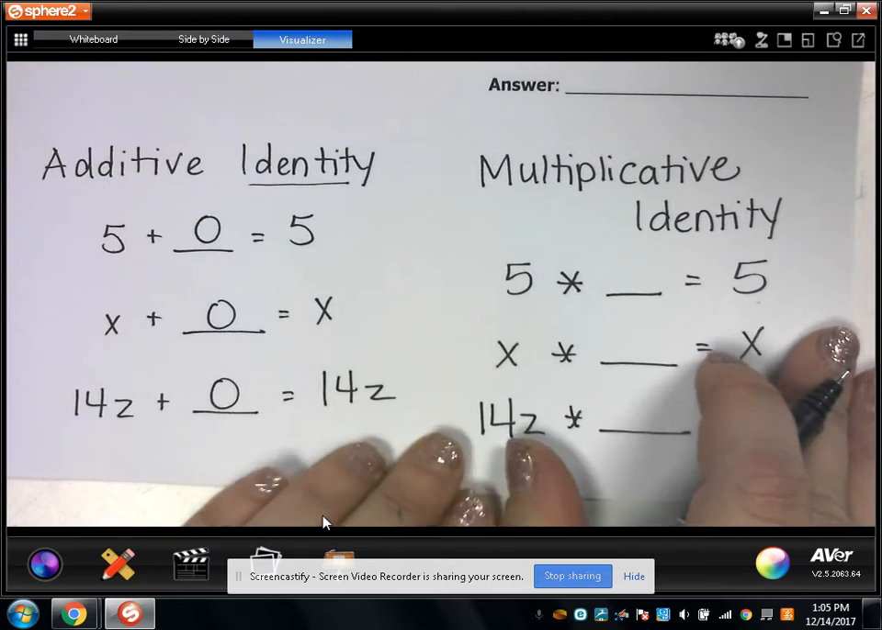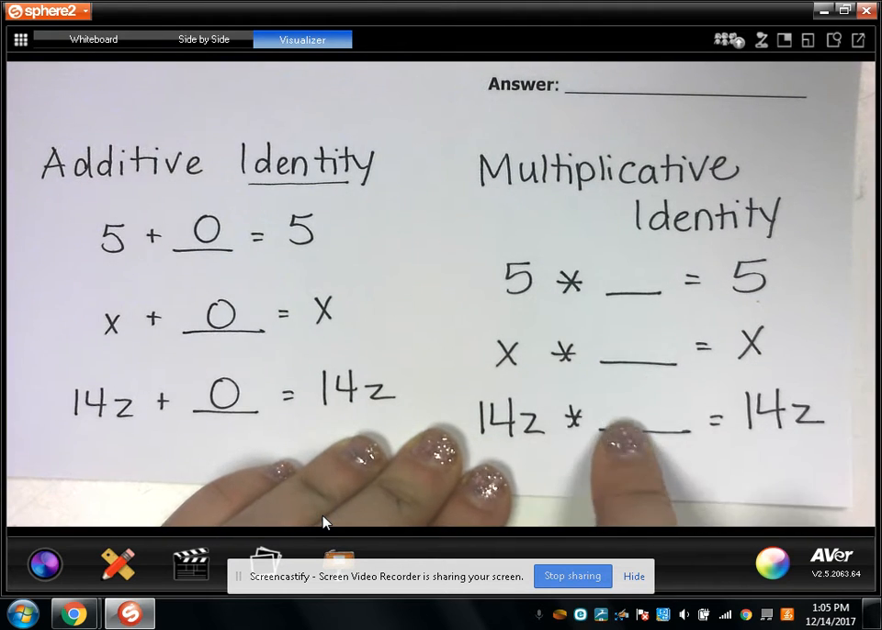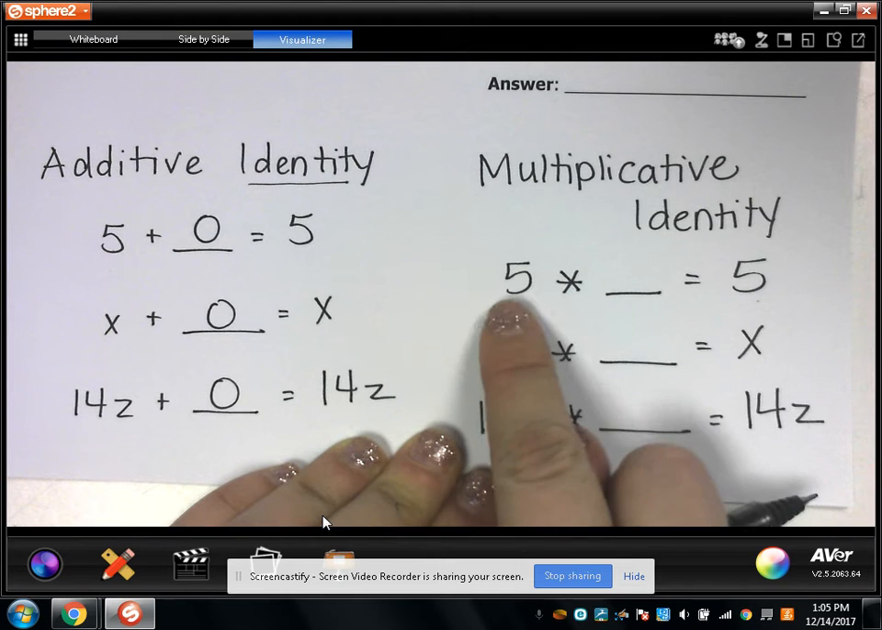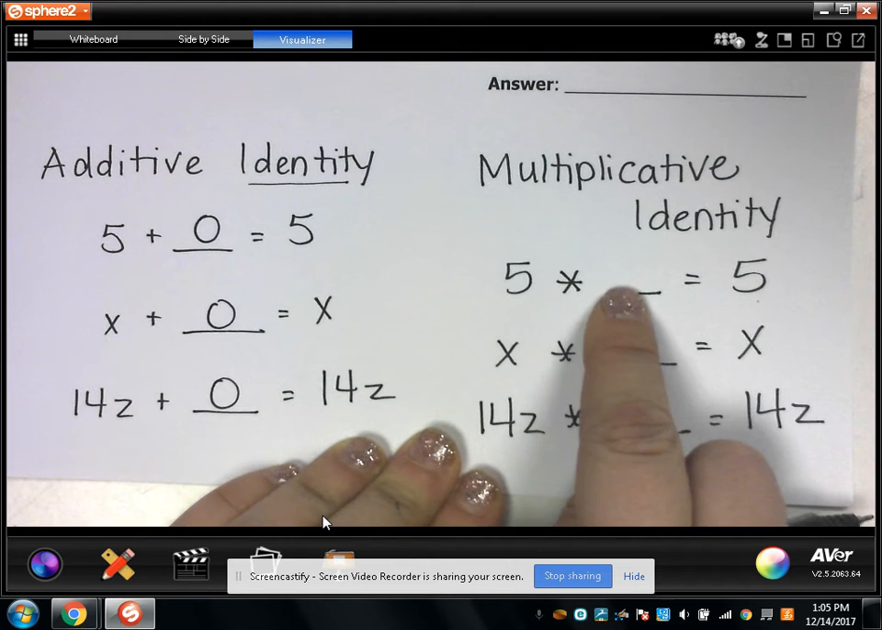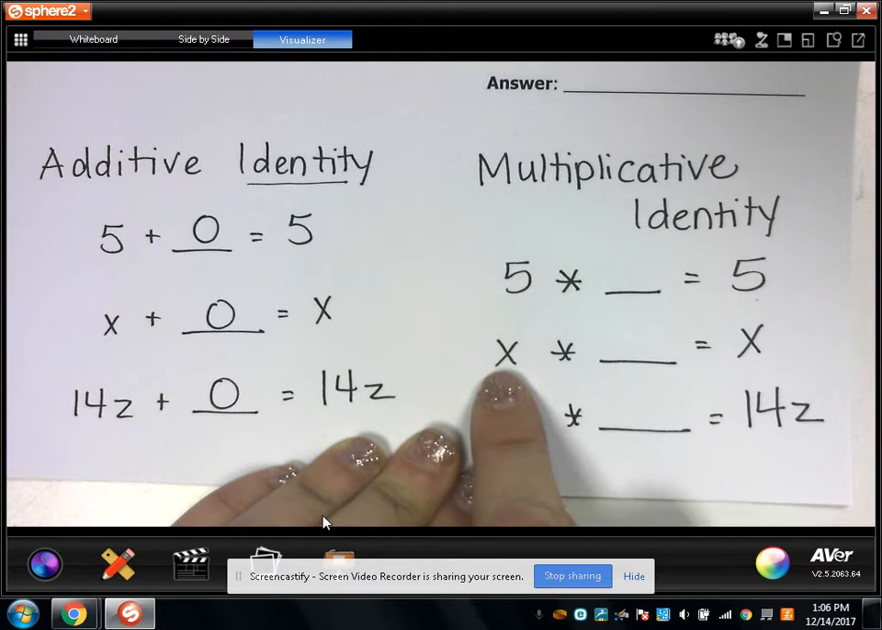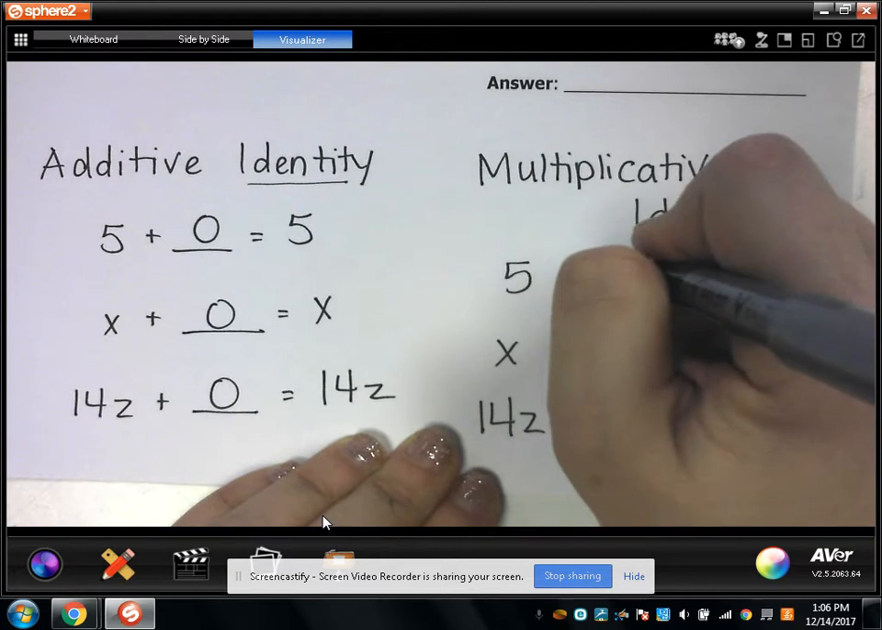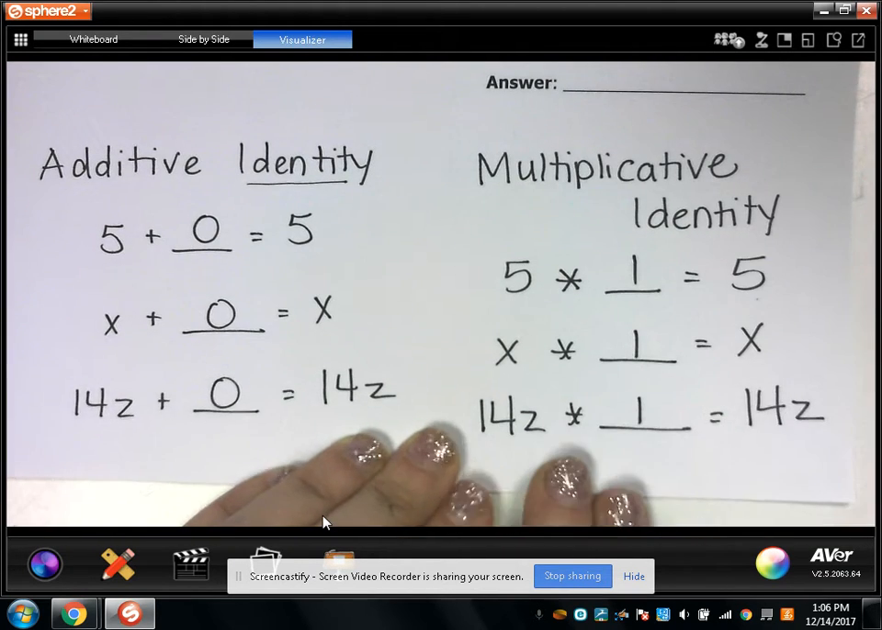The multiplicative identity, I'm looking for numbers that if I multiply by them, I get the same number back. So if I multiply 5 by this number, I'll get 5. If I multiply x by this number, I'll get x. If I multiply 14z by this number, I'll get 14z. The multiplicative identity is 1.